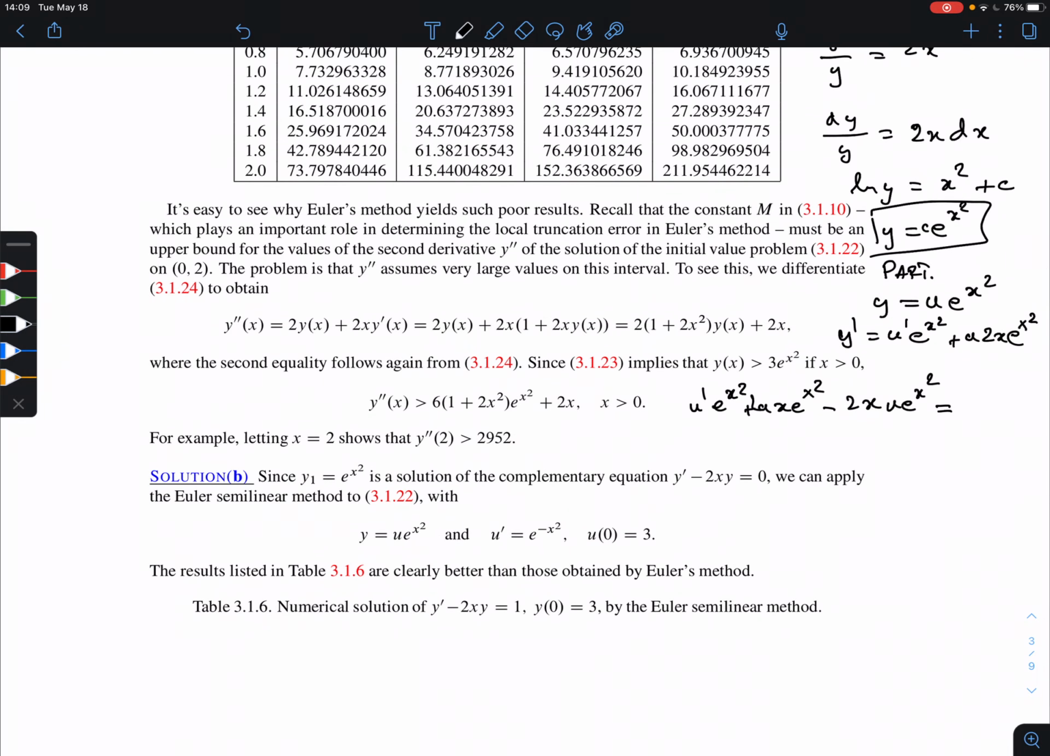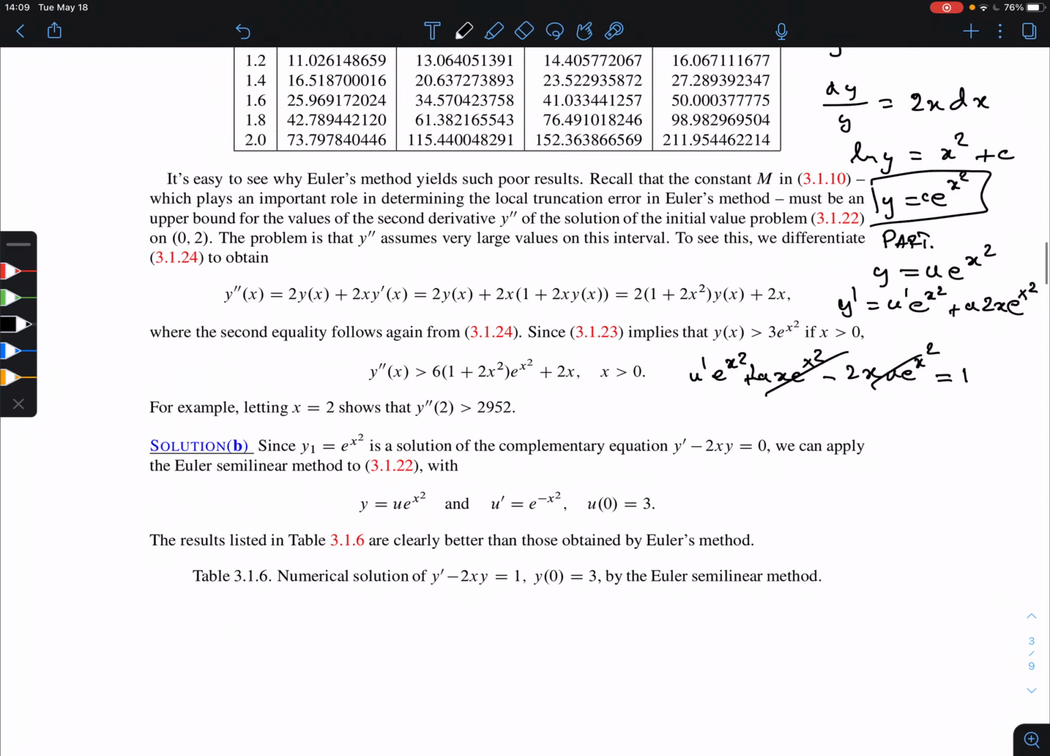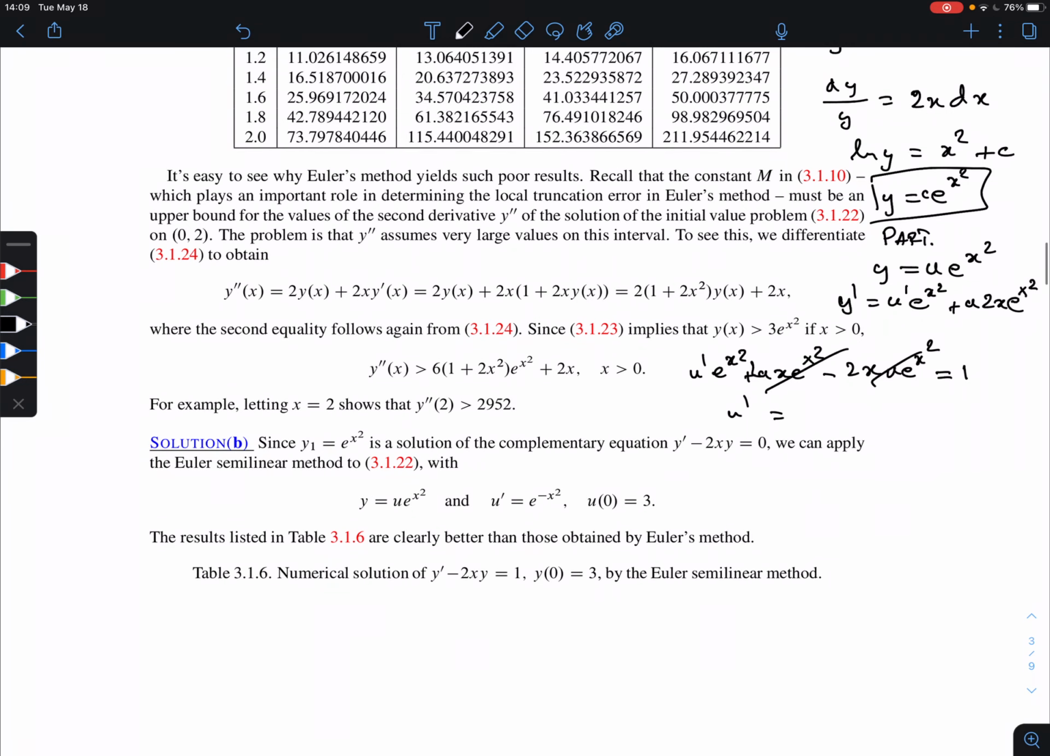I hope you follow here. There's a cancellation. This cancels; that's what has to happen. And then we can separate variables. So you see, Professor, why are you afraid? Look, let's just do this. Bring this to the other side, I get e to the minus x squared. So du is e to the minus x squared dx.